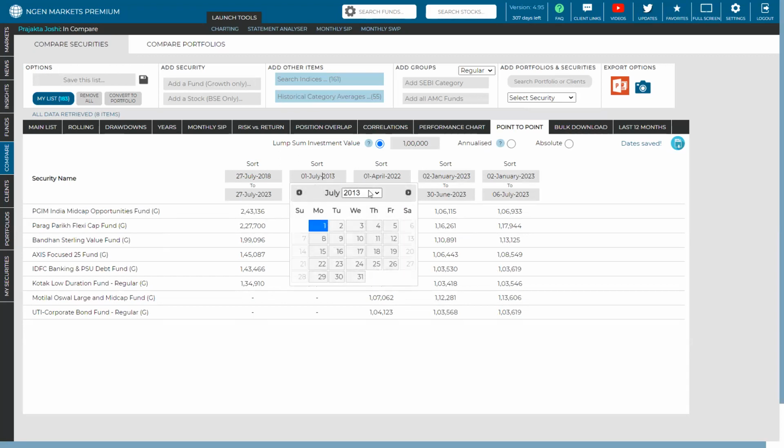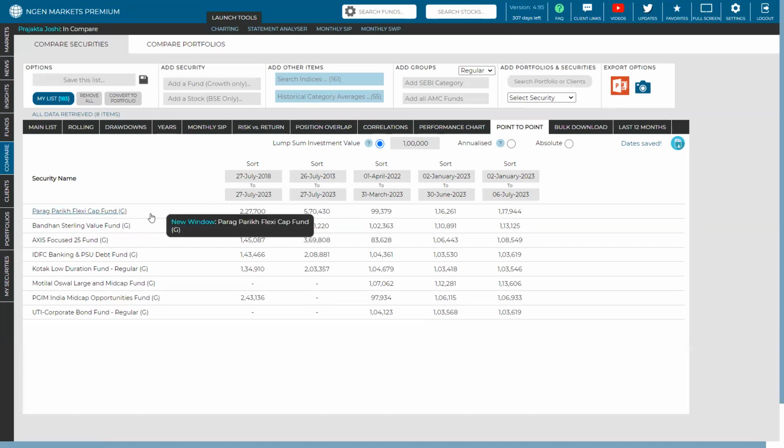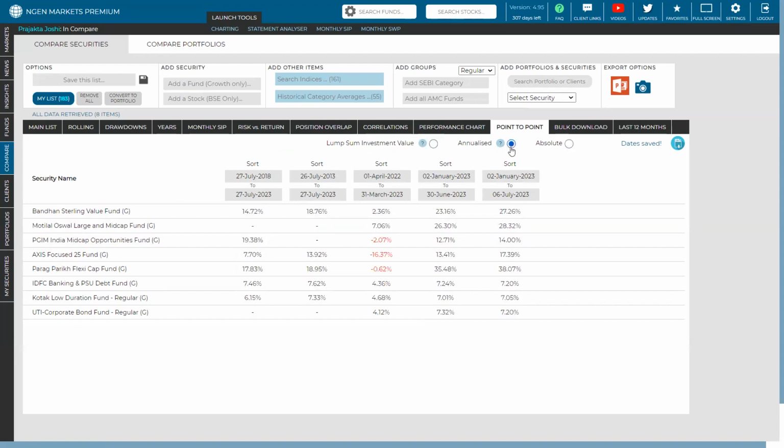Second scenario could be a 10-year ago scenario. So 27th of July 2013, 26th because it was a non-working day, to 27th of July 2023. That's typically a 10-year scenario. What would 1 lakh become in 10 years? So 1 lakh would have become 5.70 in case of Parag Parikh Flexi Cap and so on and so forth. Just build in your scenarios of your choice, and you can check in value terms how much they would have performed. This can also be checked in percentage. It's just a toggleable button that can be used.